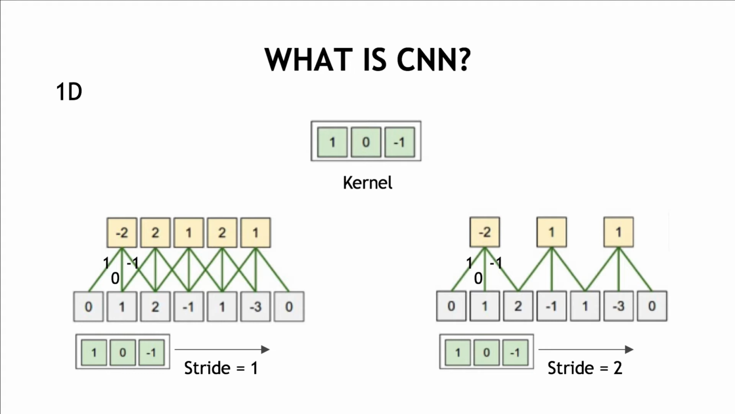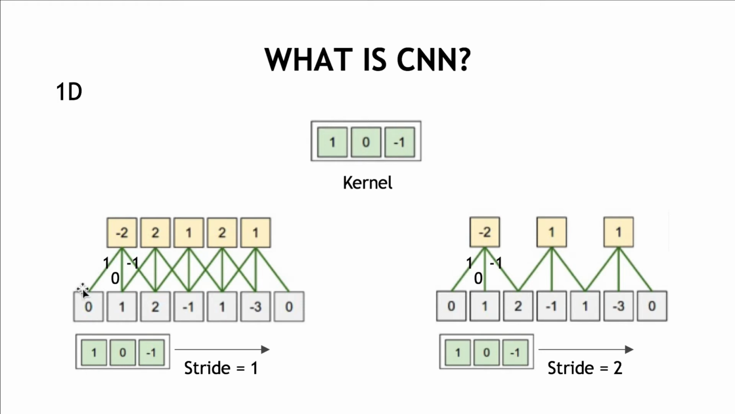Let's take a look at the left figure. The gray row is an input layer. The yellow row is an output layer. The green lines represent weights. So each output element is just the multiplication and summation between the inputs and the weights. So just a few fundamental mathematical operations.